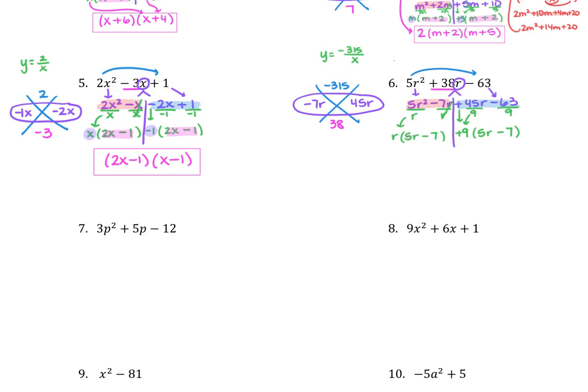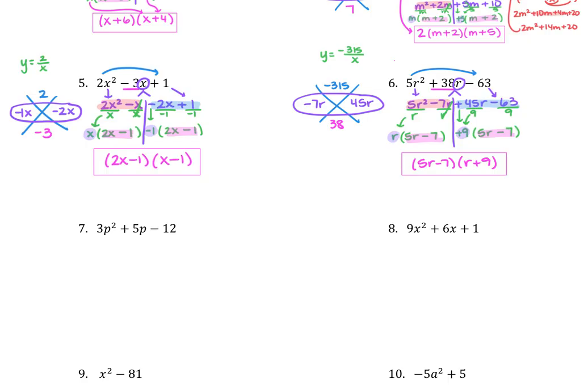We can see that these two binomials match, so I know I've done it correctly. That's going to be my first binomial. My second binomial is going to be my leftovers of r plus 9. Again, I can double distribute or FOIL or box to double check my answer.